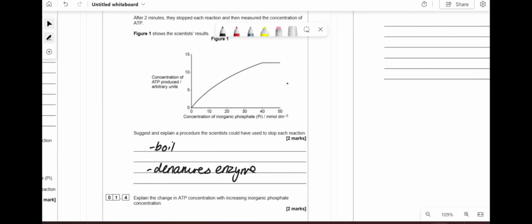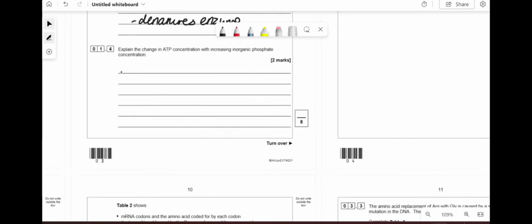So what's happening here is that there's so much inorganic phosphate, there's not enough enzyme spots for it to bind to. So there's not enough active sites for the inorganic phosphate to bind to. Therefore, they become saturated, or all of them are occupied. So it becomes a limiting factor. So increasing Pi means more ES, because it says explain.